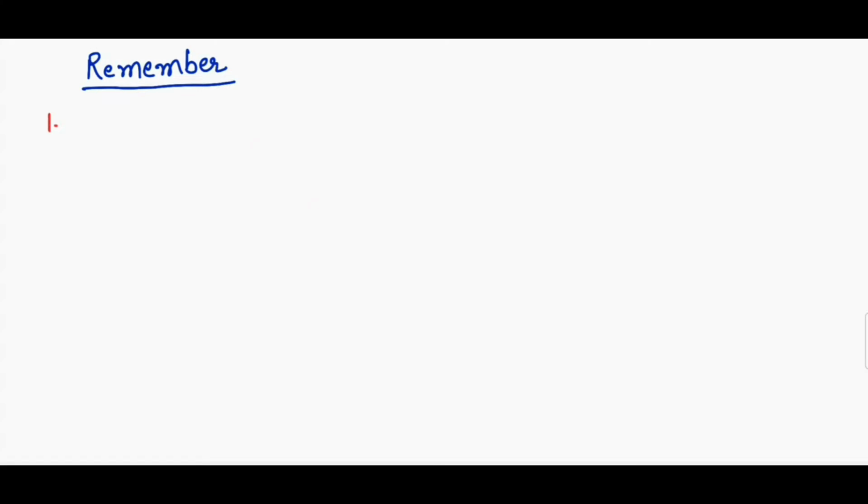Always remember a few points over here. First, a combination of two or more constants is always a constant. For example, if I divide 5 and 3, I will get a constant value. Similarly, if I add these two, I will get a constant value. If I subtract these two, I will get a constant, because all these digits are constants.